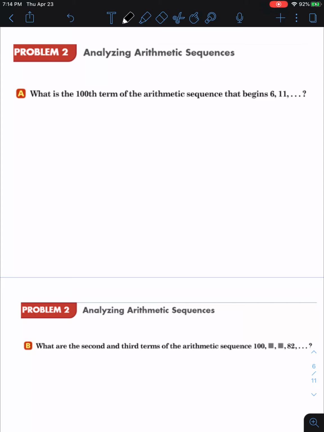So what would the 100th term be of the arithmetic sequence that begins with 6? Here's what it tells us: a sub 1 begins with 6. So a sub 1, the very first term, is 6. Now, my formula: a sub n equals a sub 1 plus n minus 1 times d.